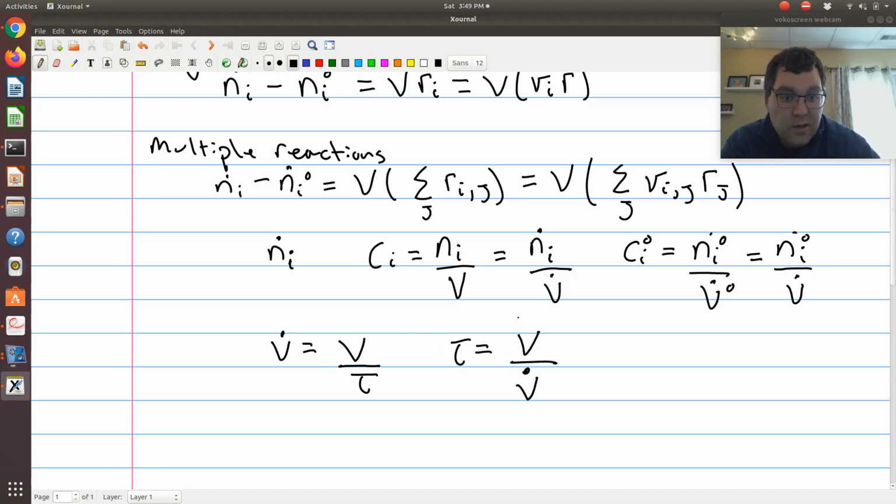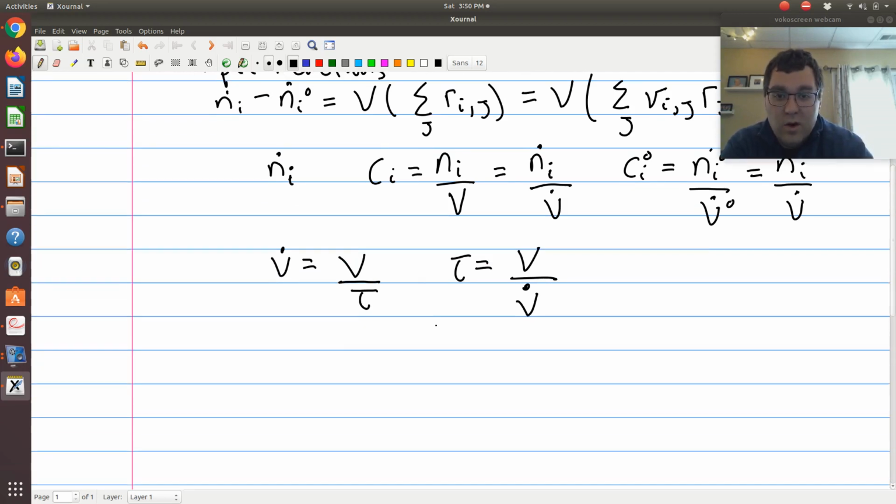Now, V is the volume of my reactor, and V dot is the volumetric flow rate of fluid entering and exiting my reactor. So V over V dot is going to have units of time. This corresponds to essentially the average time a fluid element remains in my reactor. So tau has some physical significance.